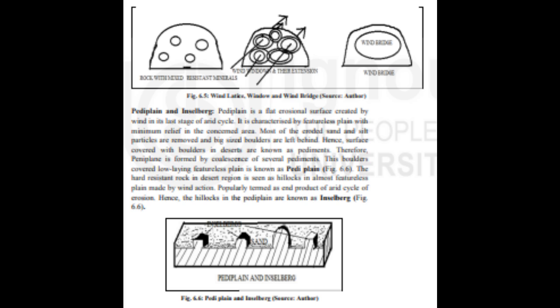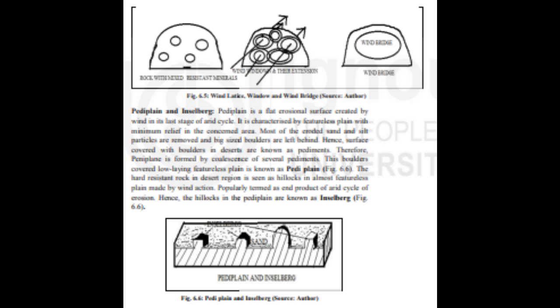cycle. It is characterized by a featureless plain with minimum relief in the concave area. Most of the coated sand and silt particles are removed and big-sized boulders are left behind. Hence, surfaces covered with boulders in deserts are known as pediments. Therefore, a pediplane is formed by coalescence of several pediments. This boulder-covered, low-lying featureless plain is known as a pediplane.